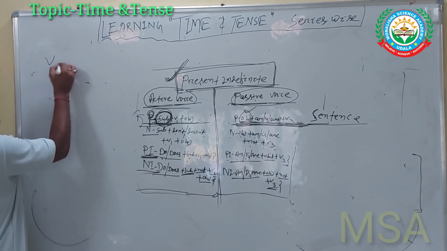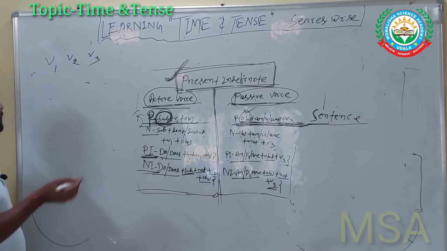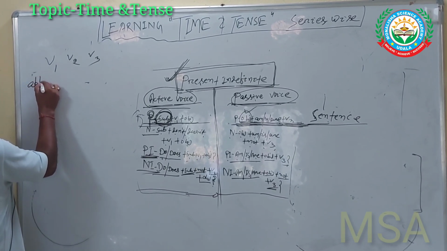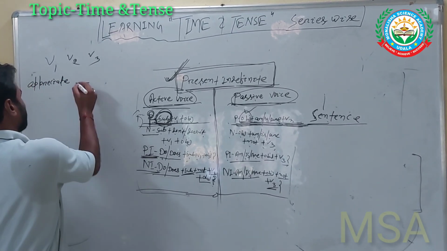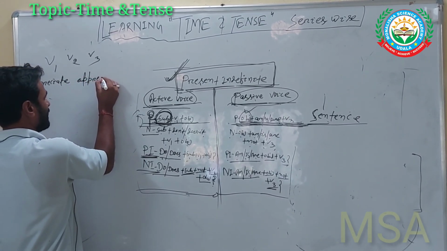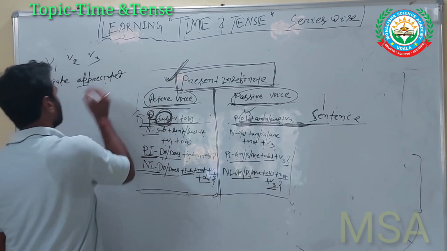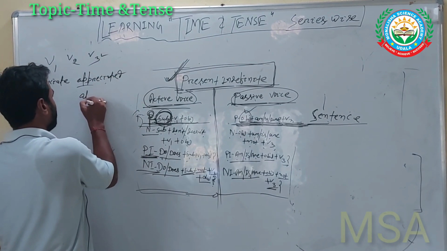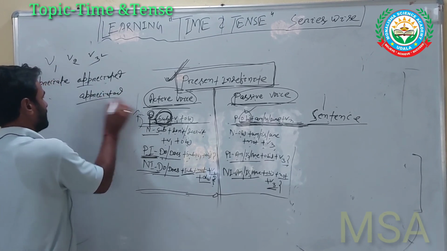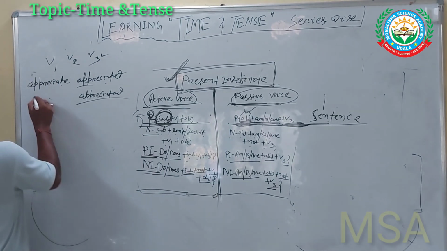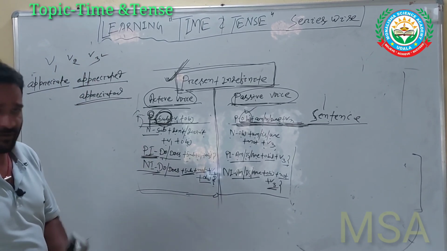Suppose V1, V2 and V3. The word I would like to take for you is appreciate. The second one is appreciated, and the last one, that is V3, is appreciated. So this is V1, this is V2, this is V3. These are the three forms of a verb, right?